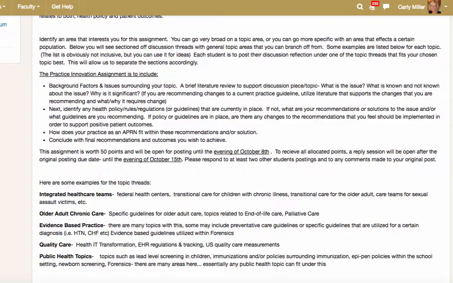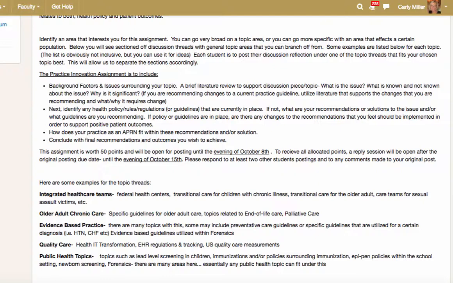You can look at practice guidelines. You can look at care delivery models, like if there's a certain program that you were looking at or implementing. Obviously, look at some literature that's supporting the changes that you're recommending if that's the route you're taking. Next, if there are any guidelines, policies, rules or regulations surrounding the topic you're choosing, present them as well. If not, what solution are you recommending that would facilitate this process? And how does your practice as an APRN fit in with these recommendations or solution? Then conclude with your final recommendations and the outcomes you wish to achieve.